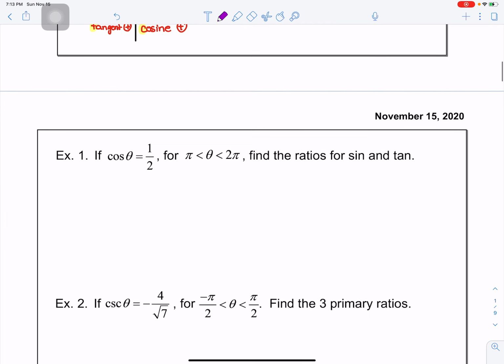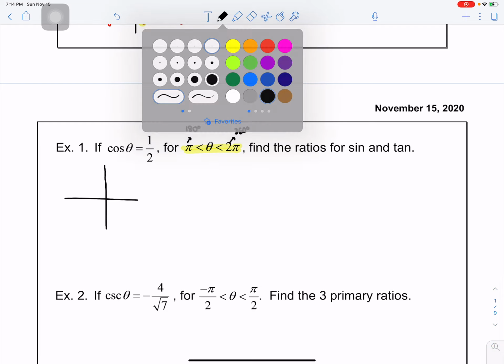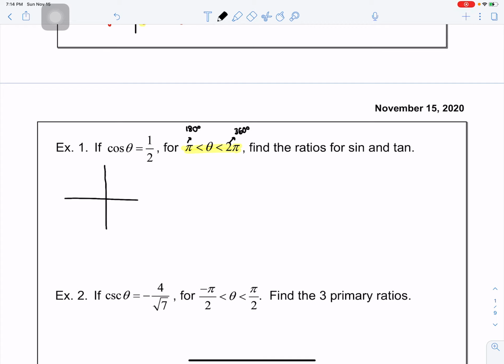Now, these first few examples we do are going to be a repeat of 20-1. The only new aspect to the problem is I'm giving you information in radians. So pi, hopefully you remember pi is half of 2 pi, and 2 pi would be 360 degrees, so pi would be 180 degrees, and then 2 pi would be 360 degrees. Some of your brains will work better in degrees than they will in radians.